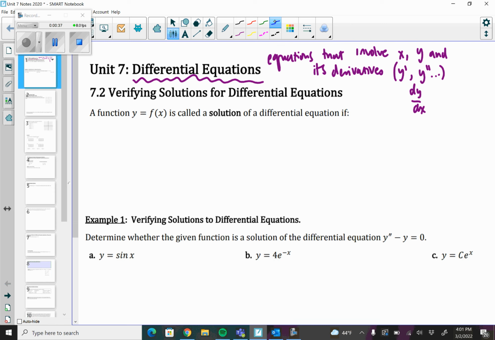Differential equations would arise when we wanted to know something about a relationship between maybe how something is changing, its derivative, how much of that thing is there, the y value, and how long the process has been going on, which would be the x value.